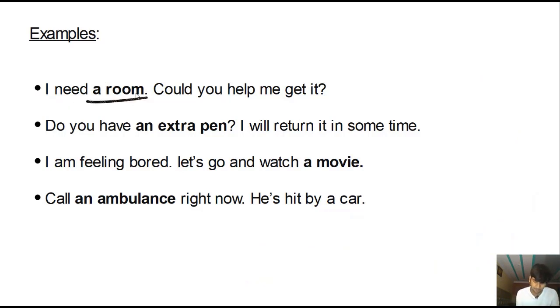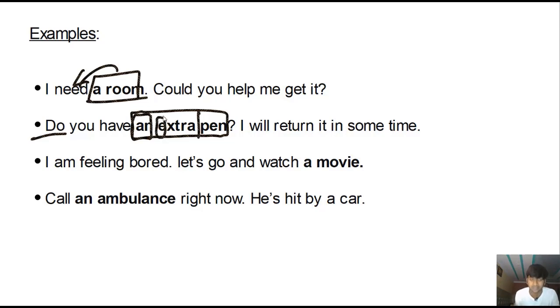So I need a room, working as the object of the verb need. Need what? A room. Do you have an extra pen? So pen is the noun and p is not a vowel sound, all right? But we are still using an before it because we're following the sound of the first letter of the adjective, not the noun, okay? Extra is a vowel, right? So since it's giving a vowel sound, we are using an. Do you have an extra pen?